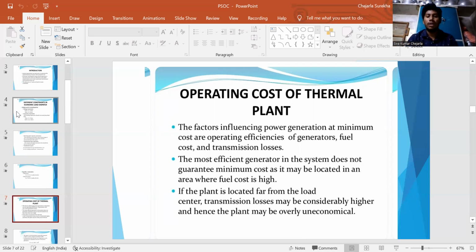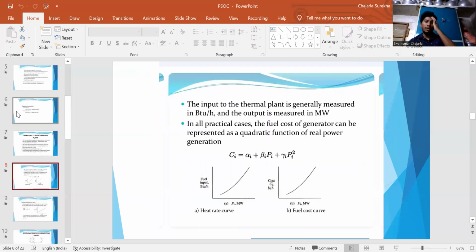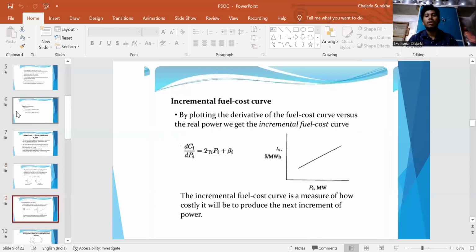and hence the plant may be uneconomical. The input of the thermal plant is generally measured in British thermal units per hour, and the output is measured in megawatts. In all practical cases, the fuel cost of the generator can be represented as a quadratic function of the real power generation: C_i equals alpha_i plus beta_i P_i plus gamma_i P_i squared.